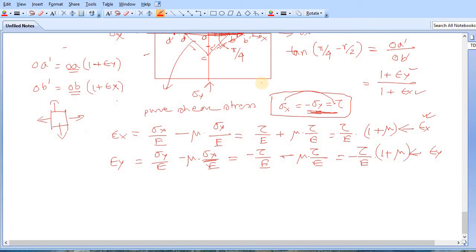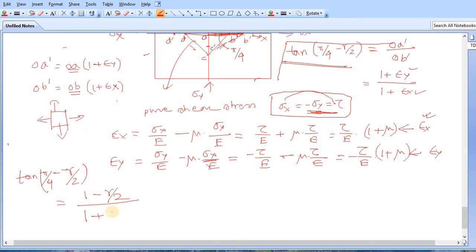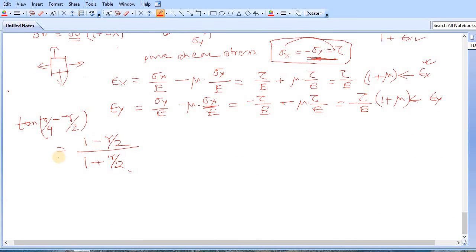Okay, again go back to this formula. We have to calculate tan of pi by 4 minus gamma by 2. For your information, tan of pi by 4 minus gamma by 2 can be written as 1 minus tan gamma by 2, or only gamma by 2 as gamma is very small, divided by 1 plus tan pi by 4 multiplied by tan gamma by 2, or gamma by 2. Clear? This is your 11th or 10th standard trigonometry.